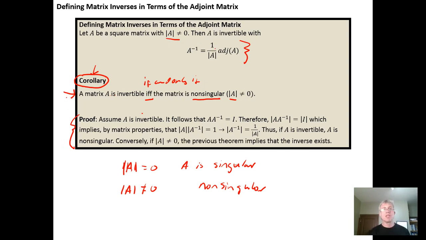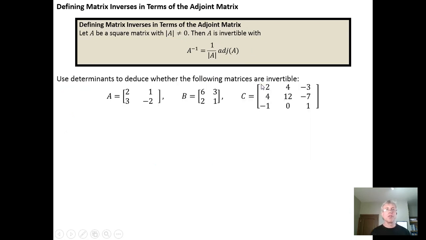So what we can do is take advantage of this corollary to determine whether matrices are invertible, and the utility behind this is, why bother trying to calculate the matrix inverse if the matrix inverse doesn't exist? And again, it's all driven by the fact that the determinant has to be something other than 0 for this formula to work.